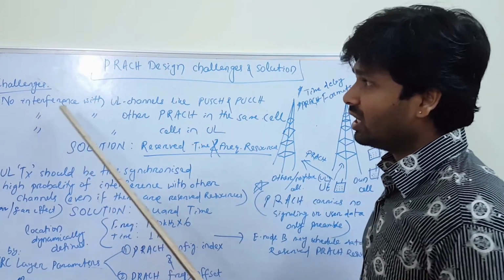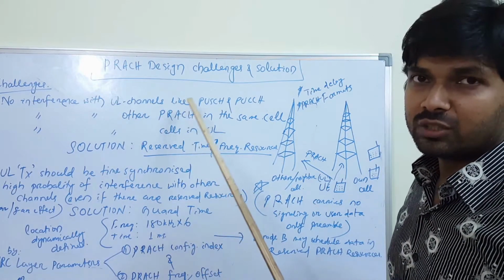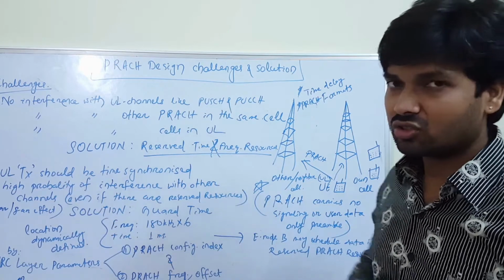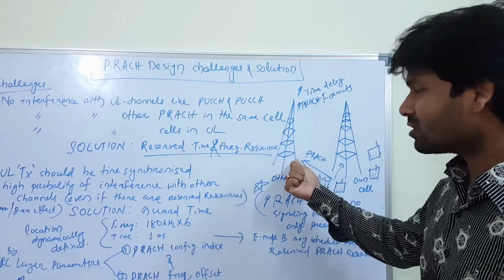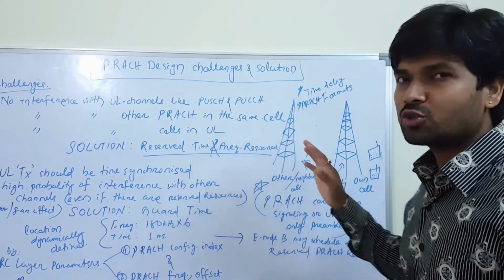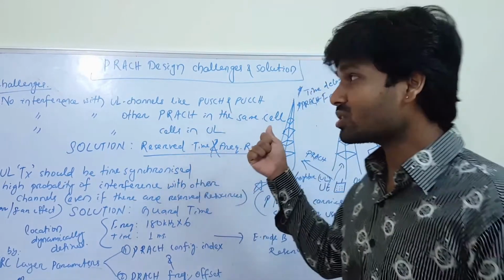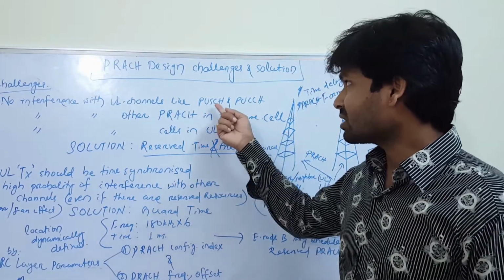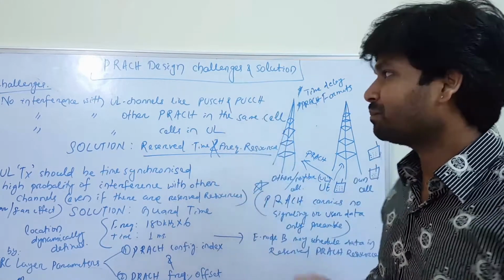There shouldn't be any interference in the uplink with PUSCH and PUCCH. This is challenge number 1. When we are transmitting the PRACH in the uplink, there should be no interference with uplink channels like PUSCH, the physical uplink shared channel, and the physical uplink control channel.